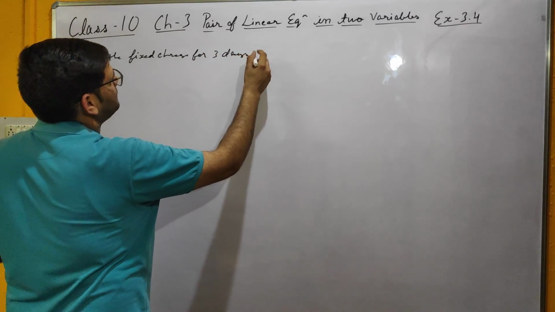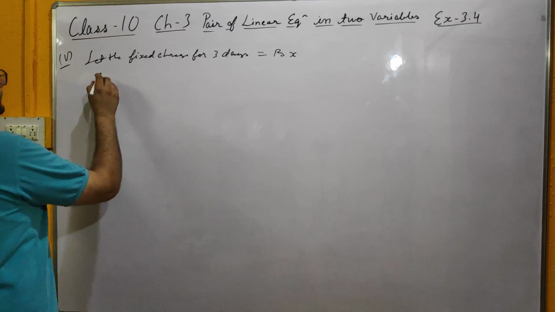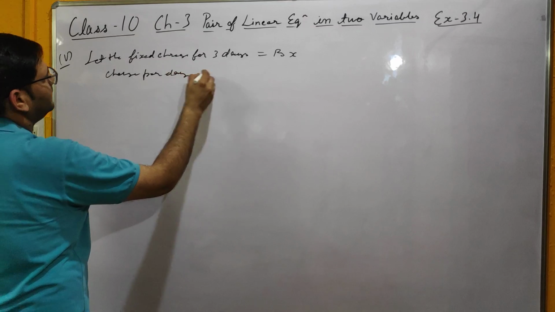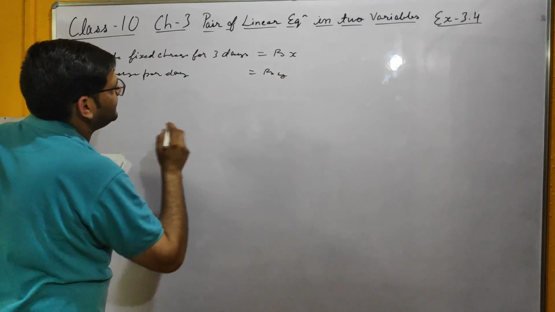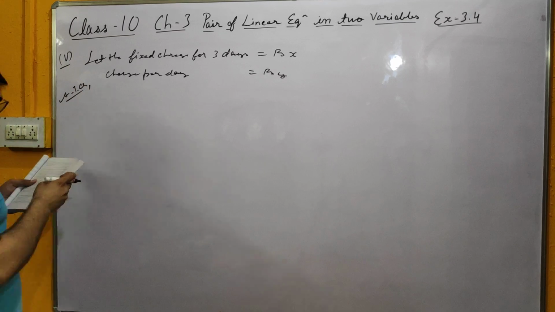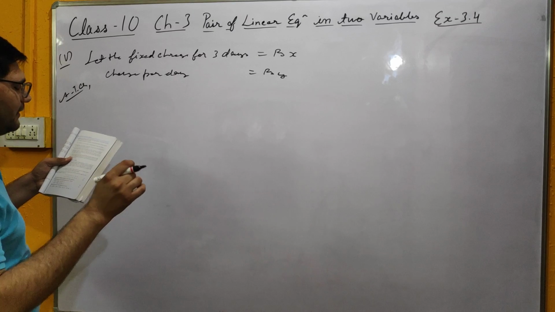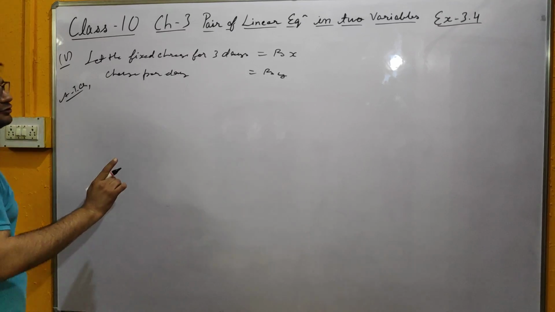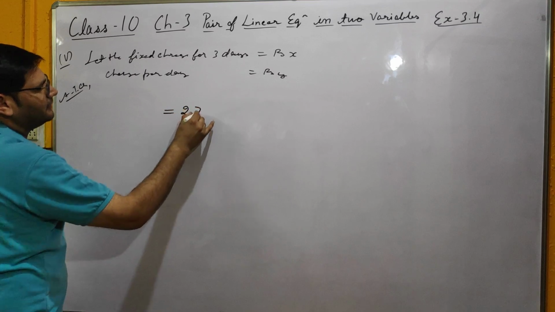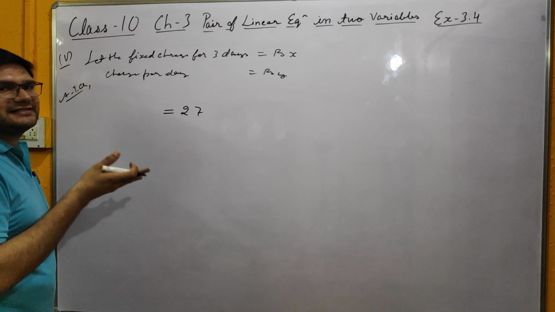So we can say, let the fixed charge for 3 days be rupees X. He is saying that the fixed charge is for 3 days. And then charge per day. So what they will charge per day, let it be rupees Y. So according to the question, now listen to the question carefully. It's saying Sarita paid rupees 27 for a book she kept for 7 days. My dear students, Sarita has paid rupees 27. So the total amount is 27.